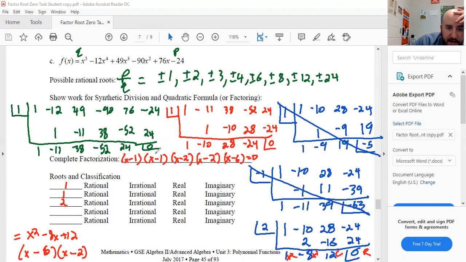So there's all my factors, x minus 1, x minus 1, x minus 2, x minus 2, x minus 6. My roots, 1, 1, 2, 2, 6. So we got 1, 1, 2, 2 and 6 for the last ones. And again, all of these are real and rational.